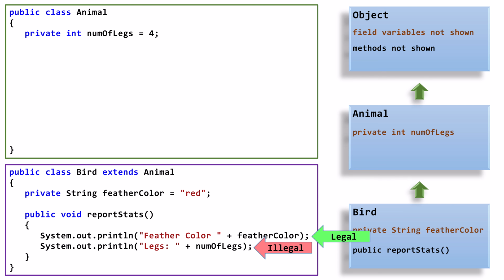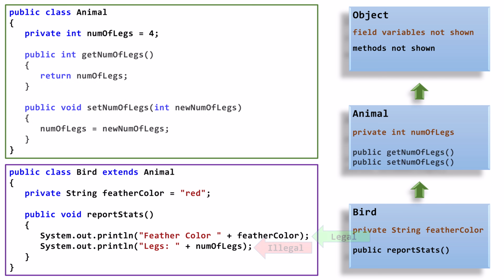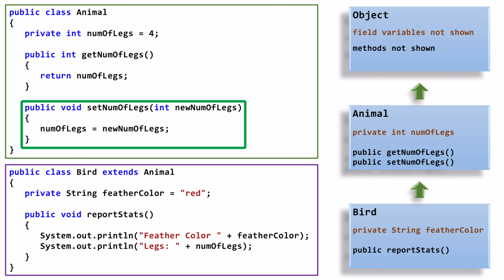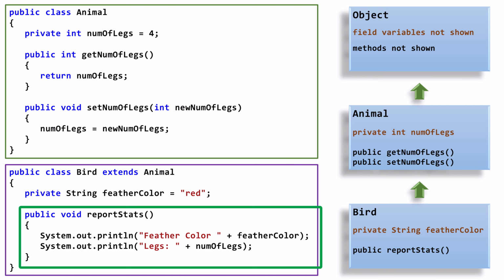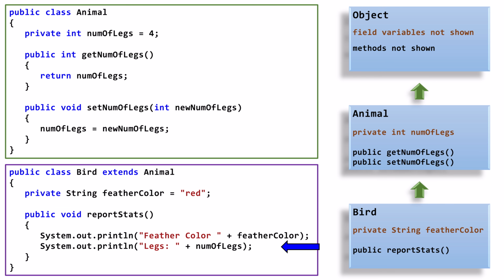First, we're going to make some changes to the animal class. We create public getter and setter methods. These public methods are inherited to bird and thus accessible to methods inside the bird class. Back in the bird class, the reportStats method still can't directly access the num of legs variable. We replace the variable name with a call to the getter method to retrieve the value of the num of legs field.